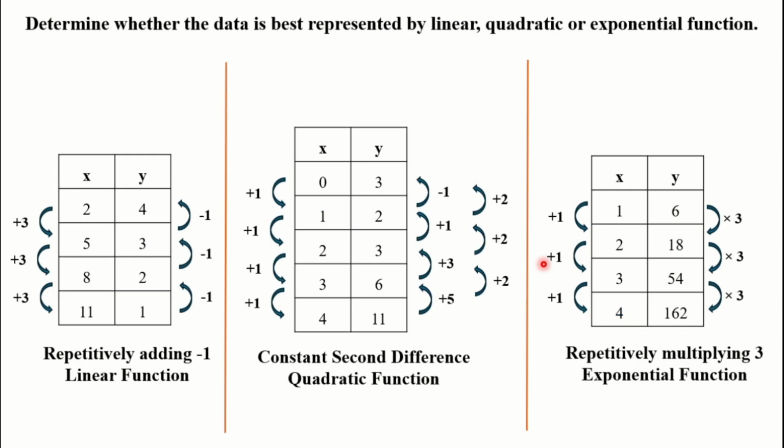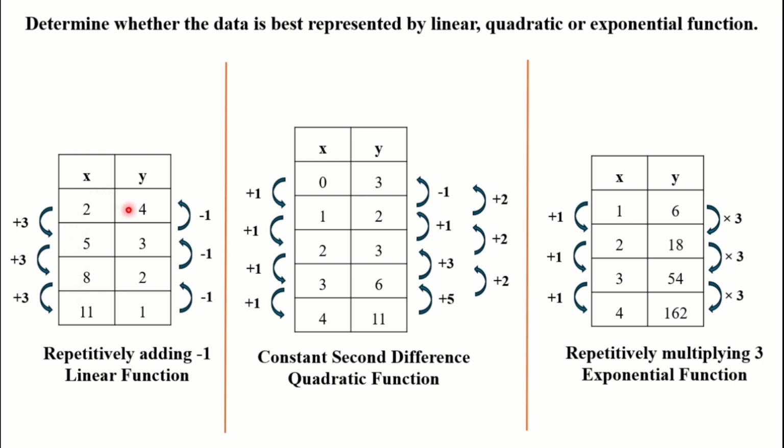Now, example: determine whether the data is best fitted by a linear, quadratic or exponential function. Okay, these three types of data are given. First, x and y values are given. We first need to find the difference between successive x values, that is 2 plus 3, 5, 5 plus 3, 8, 8 plus 3, 11. This means there is an addition of 3. Repeatedly adding 3, we will get the next value for x.